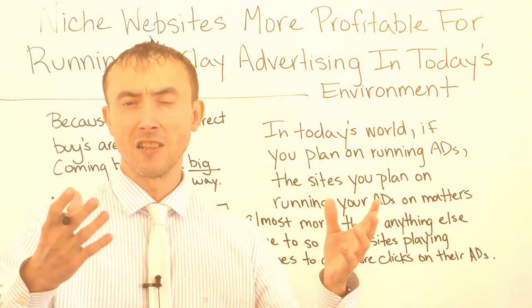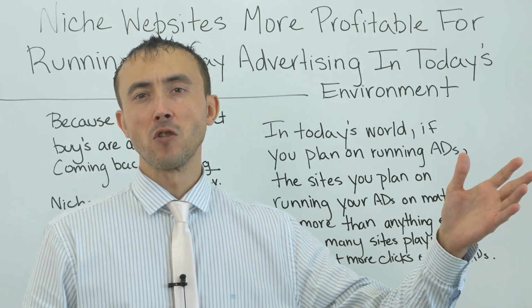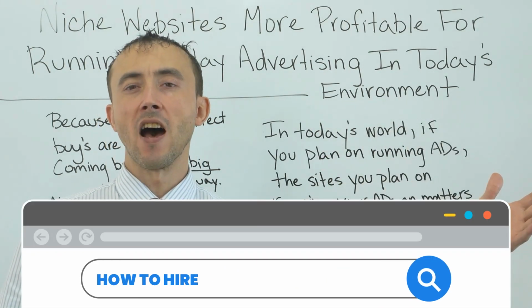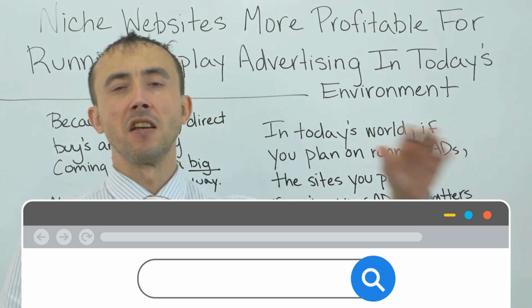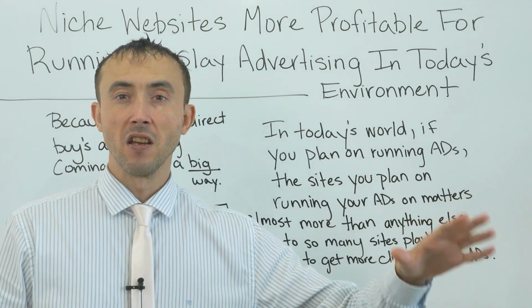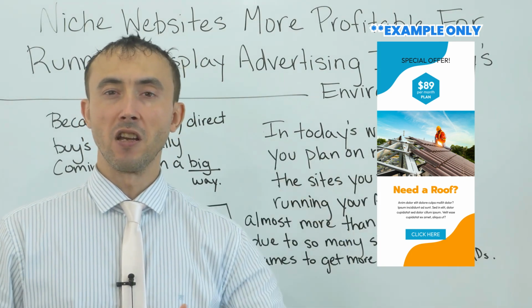banner ads or ads on different websites to get in front of people who are in market for whatever it is that you sell, because that's the main way that you run a banner ad that's successful, is you actually show up for people that have recently searched on Google how to hire a roofer, how to get the best price on a roof, how to get roofing financing. You'll have a banner ad show up for somebody that says, we have $89 a month roofing plans. If you need a roof, click here to apply.